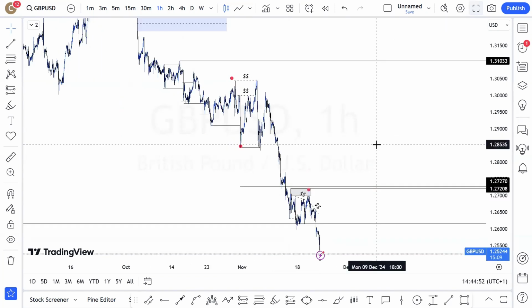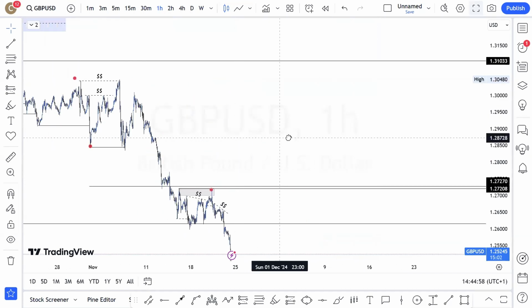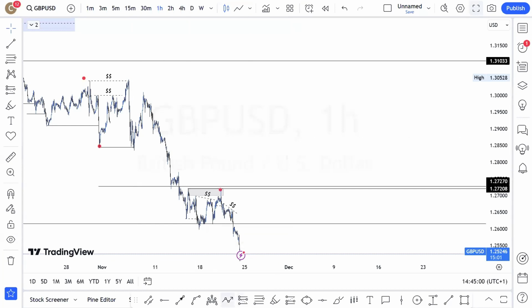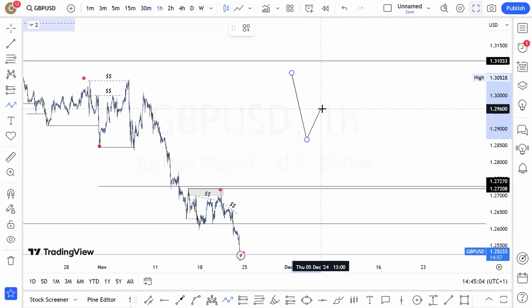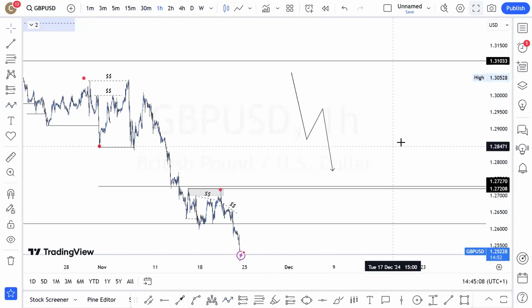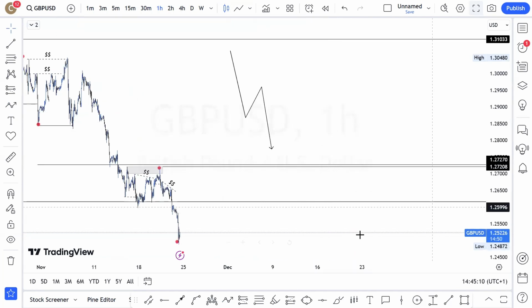So the very first thing you need to do is to know the structure of the market. This chart you're looking at right now is bearish. When you know it's bearish, the next thing you need to do is establish your trading range. You need to know the range you are considering.